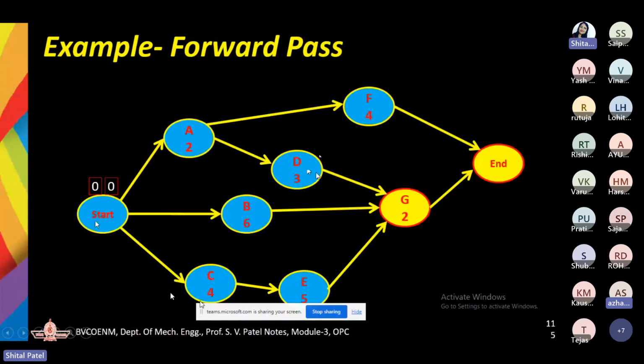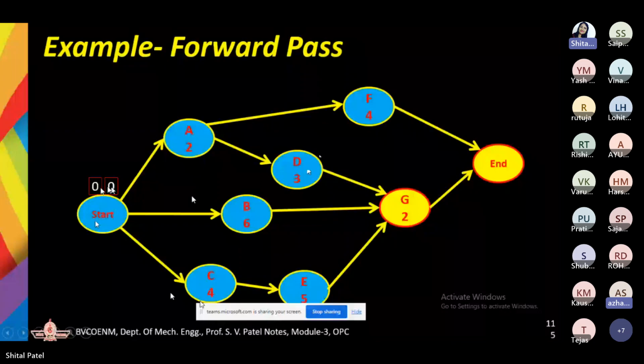So in the start activity we have two cells. The early start time is 0 and the early finish time is 0. Why? Because it is a start activity, so both are going to coincide with each other. Now let's talk about the next one.